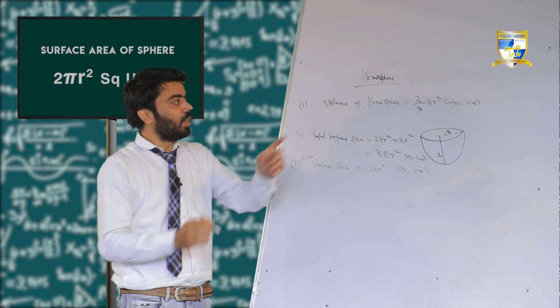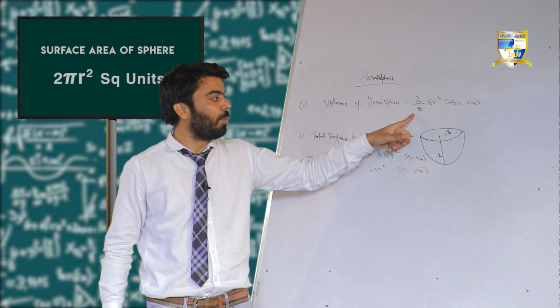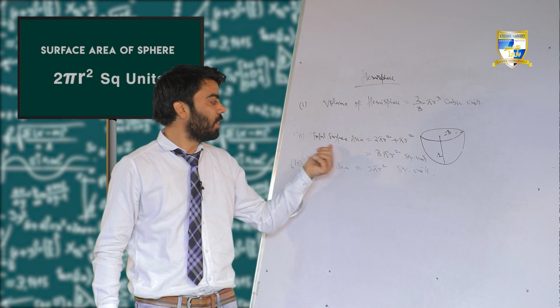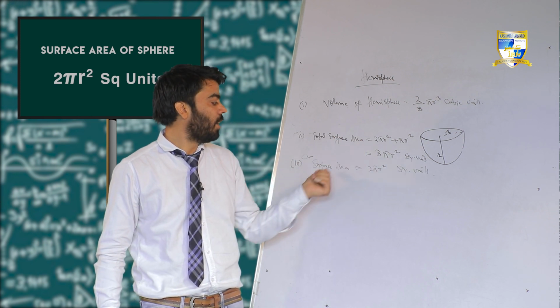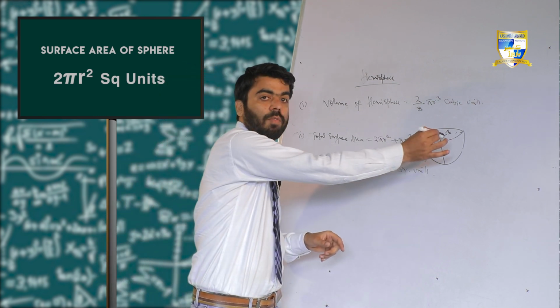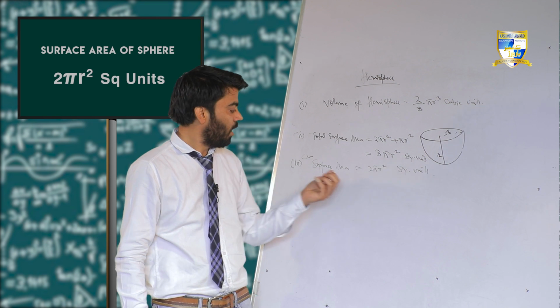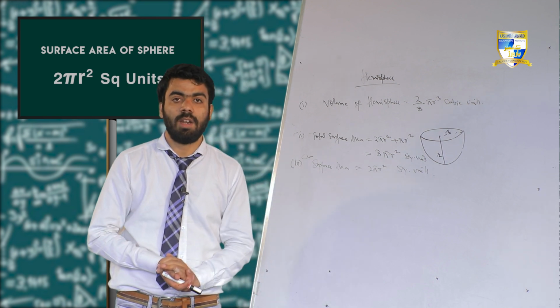So again, this is a hemisphere. The figure is here. Volume of hemisphere equal to 2 by 3 pi r cube cubic units. Total surface area equal to the total curved surface area plus the surface area of the what? Circle. That's 2 pi r square plus pi r square. That's equivalent to 3 pi r square, and the surface area is equal to 2 pi r square.